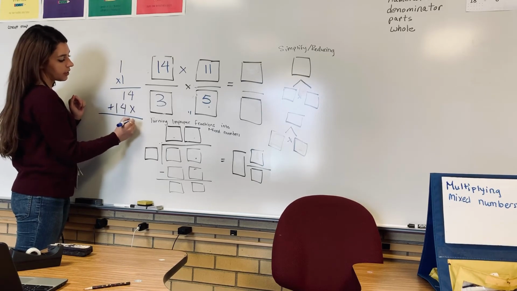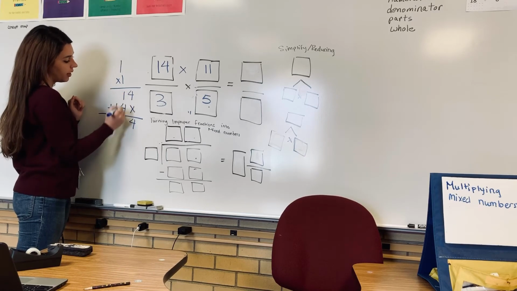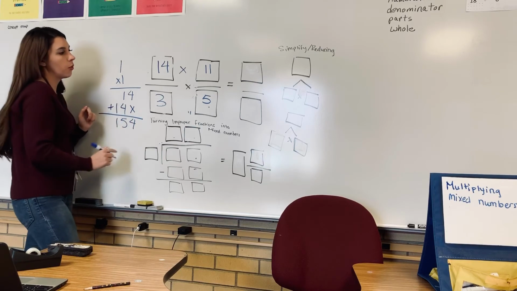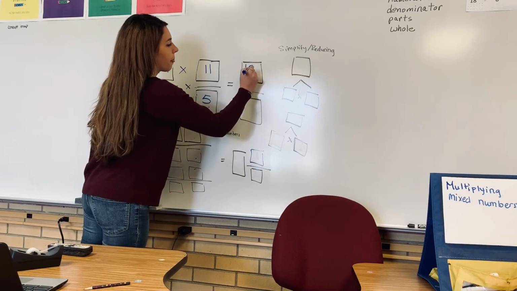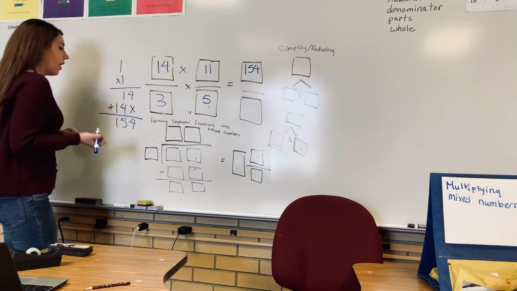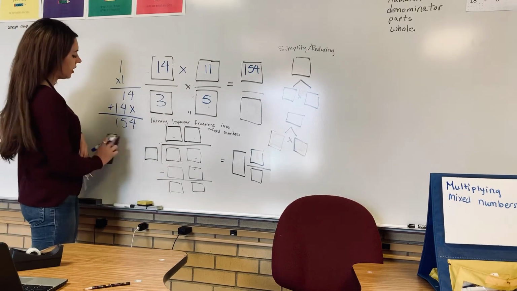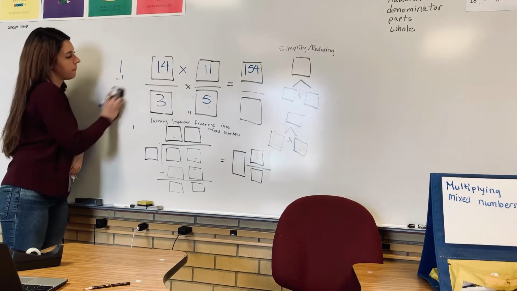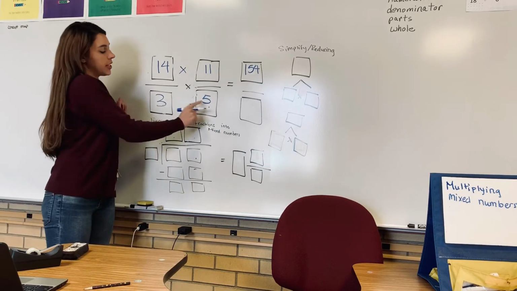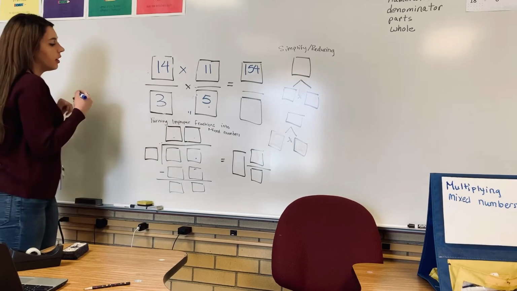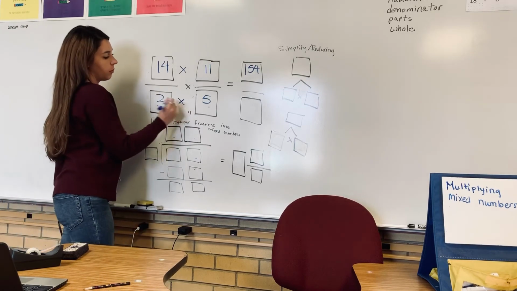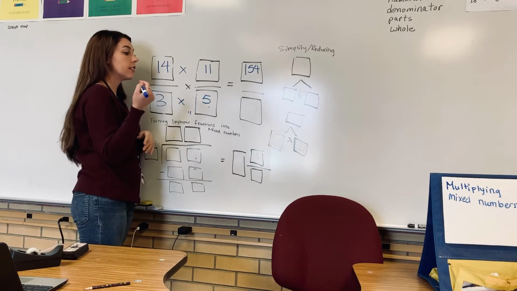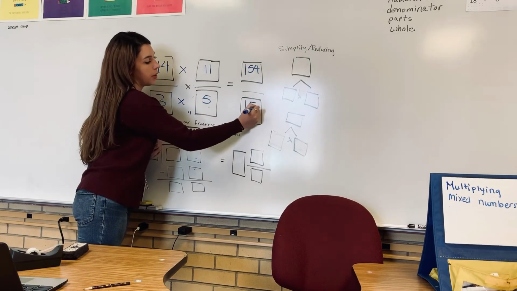4 plus nothing is 4, 4 plus 1 is 5, and 1 plus nothing is 1. My numerator is 154. Okay, now I gotta do the bottom one, so I'm done with this. So this number became that number. Okay, now I do 3 times 5, multiply across, 3 times 5 is 15. So I will take that, put here.